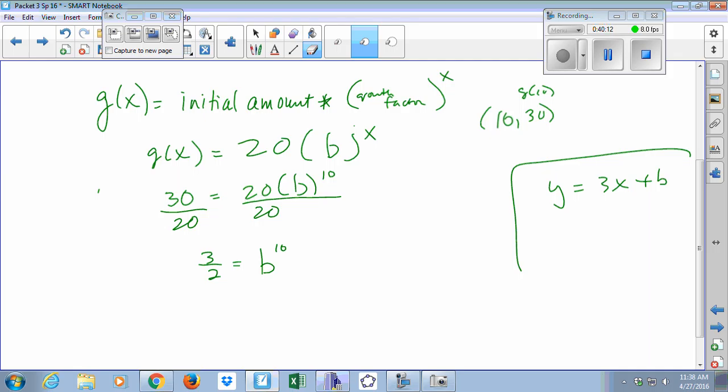So how do I undo this? How do I undo raising something to the 10th power? Huh? 10th root of both sides. That equals b. So let's take the 10th root of both sides. Your calculator can do it. We can't do it, but our calculator can.